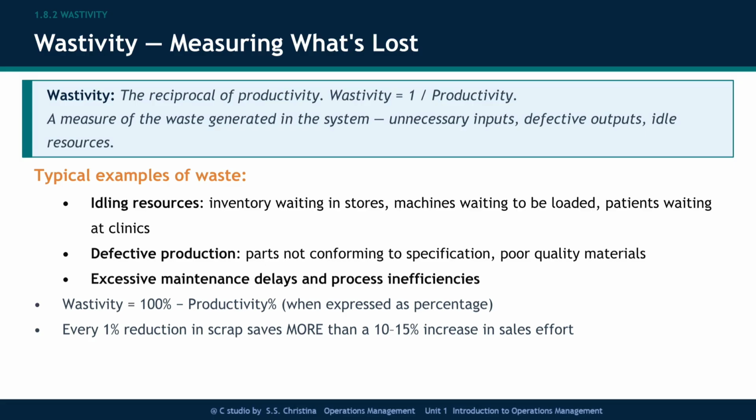Now, the resource refers to makes a striking claim. Reducing scrap by just 1% saves an organization more than a 10 to 15% increase in production and sales effort. Think about that. It's far easier and cheaper to stop wasting what you have than to work harder to produce more. This is why lean manufacturing, Six Sigma, and total quality management focus obsessively on waste elimination. Wastivity is the enemy. Zero wastivity, perfect productivity, is the ideal. Let's now work through the numerical example.